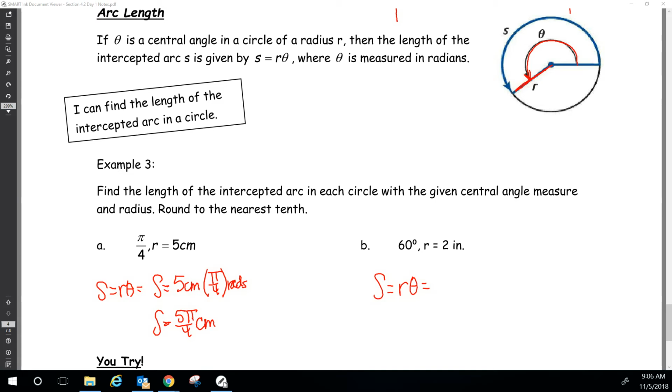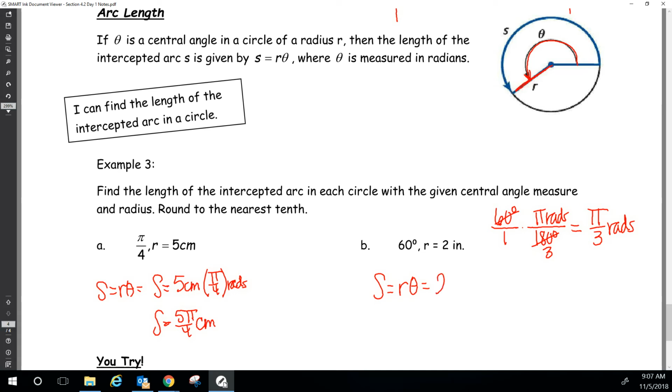All right, so for B, we've got s is equal to r theta. Be careful though, theta has to be measured in radians. What did they give us this time? They gave us degrees. So before we can find our arc length, we actually have to put our theta into radians. So 60 degrees, this goes back to video 1. I want to put it into radians, so I'm going to put the degrees on bottom. So 180 degrees is equal to pi radians. 60 goes into 180 3 times, so this would be pi over 3 radians. So that's actually the angle we have.